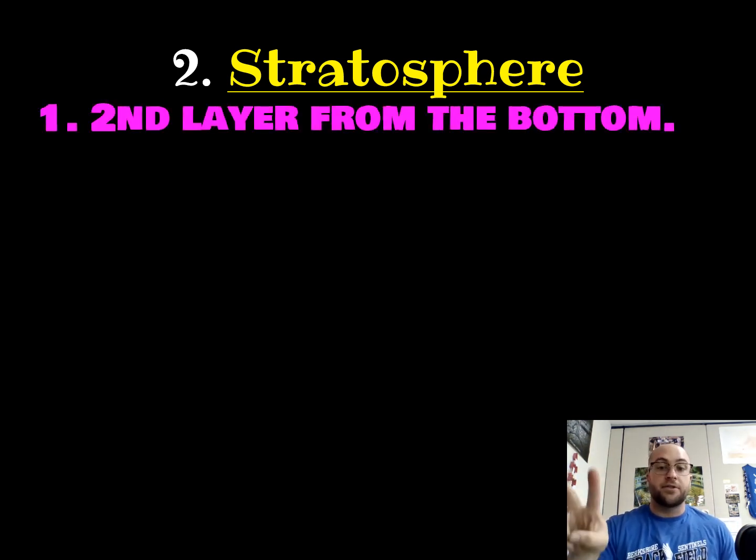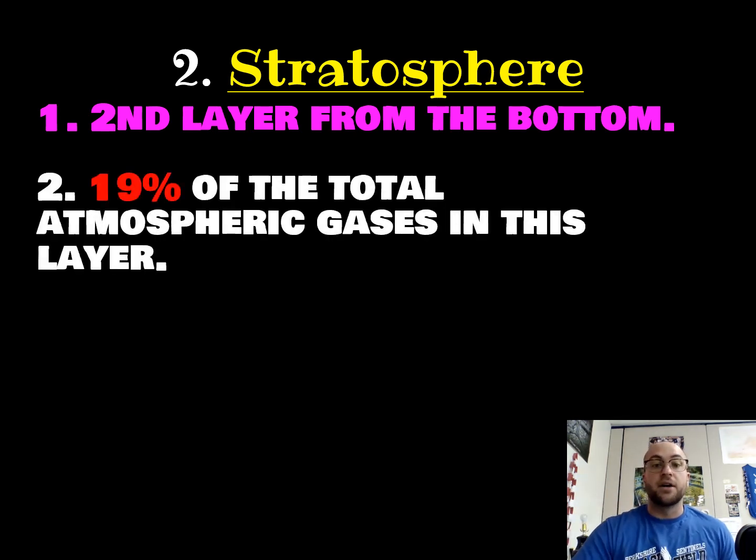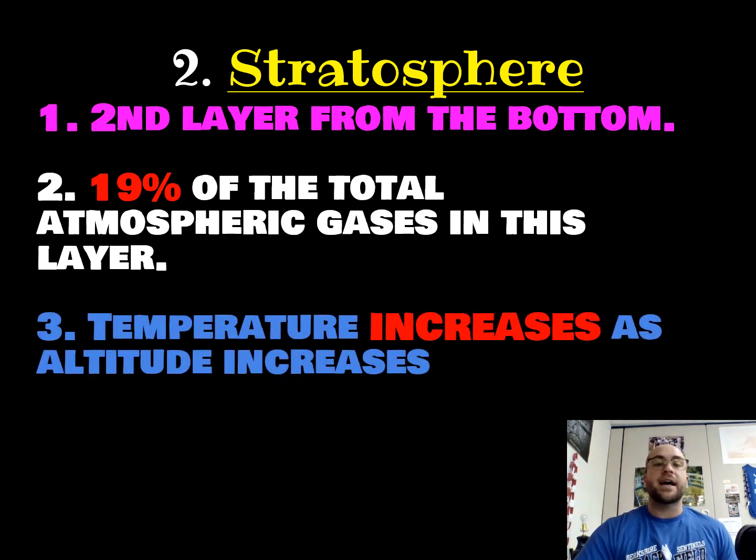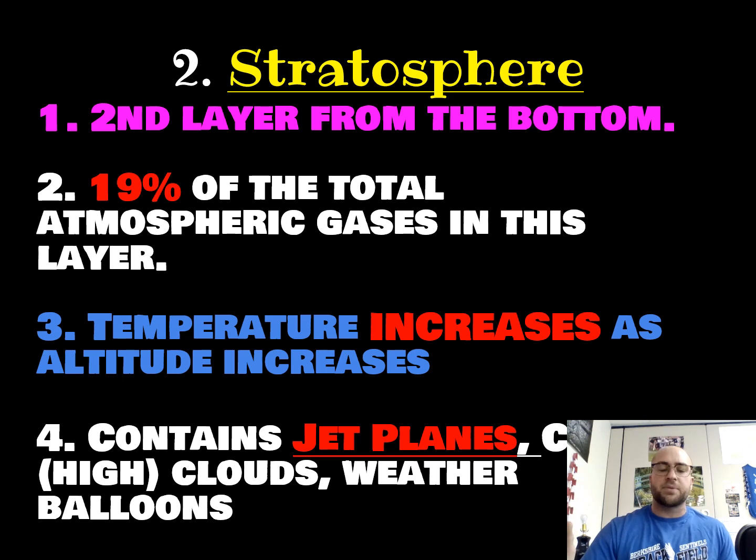Second layer, therefore it's the second most dense, starting with the tropo, then we're into the strato. It contains 19% of all of the atmospheric gases in this layer. We have a temperature that increases as altitude increases. There's that word altitude again. You'll hear that a lot with this unit. And you've probably been to the stratosphere if you've been on a jet plane. The stratosphere is really high, so nothing really is going to live there. You're only going to fly there in your airplane.